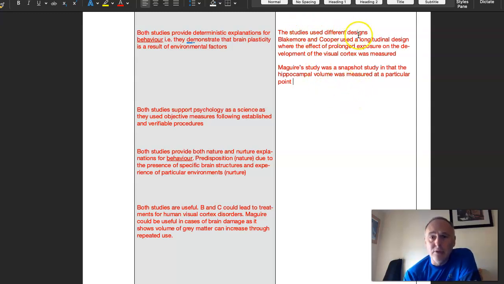So the studies use different designs: a longitudinal design for Blakemore and Cooper, over a period of time, and a snapshot design for the Maguire study, where just a particular point in time was measured.